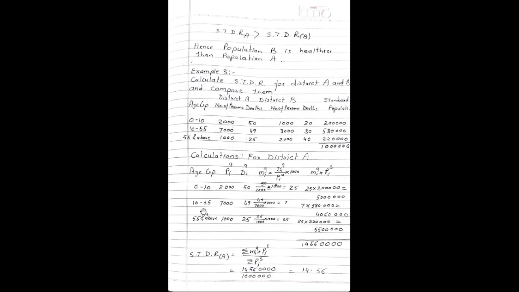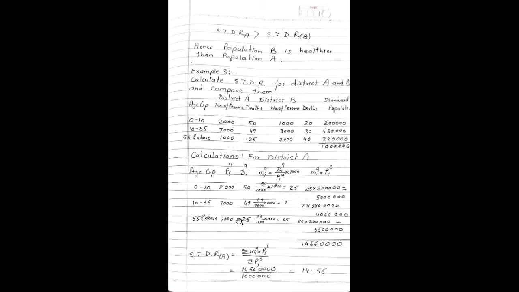Age group is 10 to 55. Number of persons are 7000. Number of deaths are 49. Mortality rate is calculated as 49 upon 7000 into 1000. So answer is 7. 7 into standard population value is 5,80,000. So 7 into 5,80,000, it becomes 40,60,000.